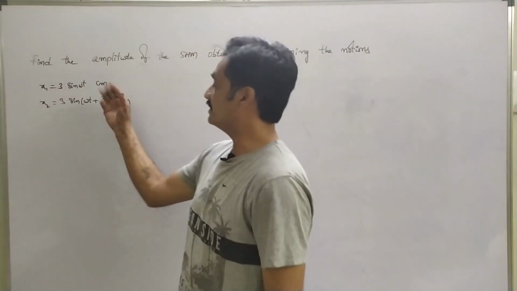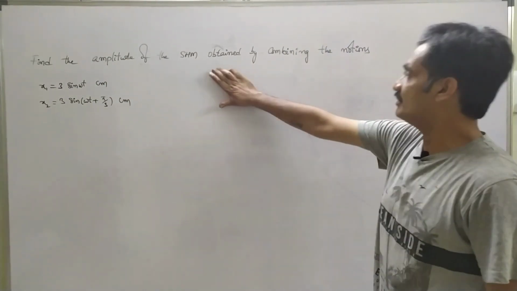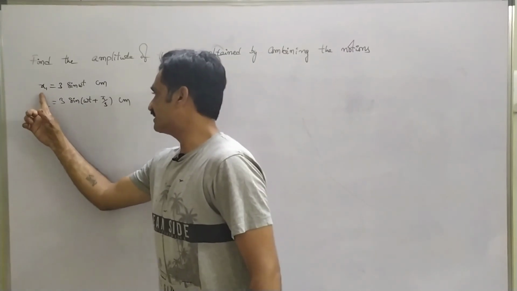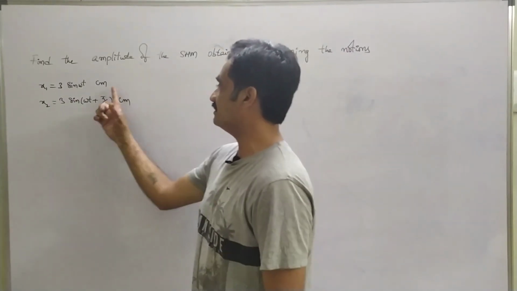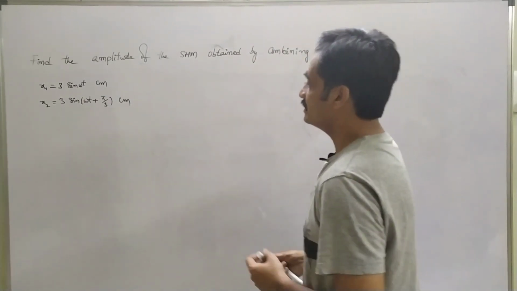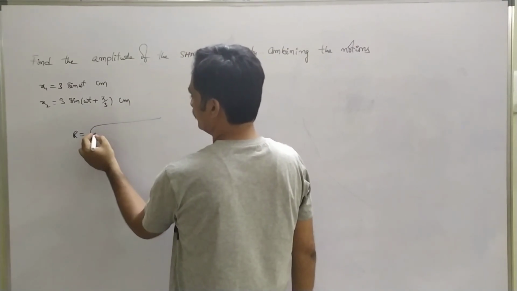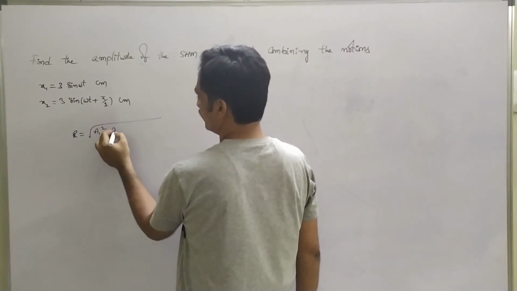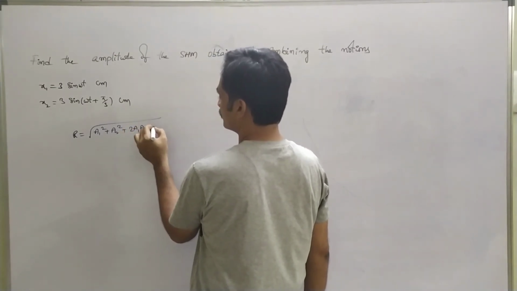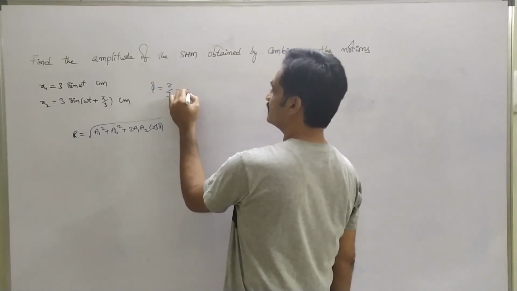Here let us solve a numerical based on this superposition. Find the amplitude of SHM obtained by combining the motions, where the first displacement is x1 equals 3 sin omega t centimeters and x2 equals 3 sin(omega t plus pi by 3). So here the resultant amplitude is R equals under root of A1 square plus A2 square plus 2 A1 A2 cos phi. Here phi equals pi by 3, which is 60 degrees.